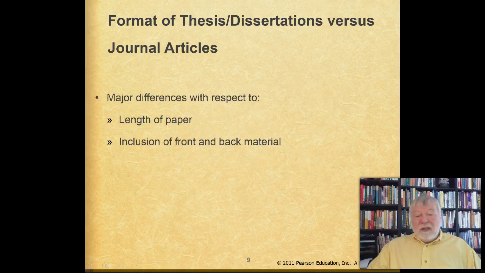The major differences between a thesis and a dissertation are the length of the paper, and also the inclusion of the front and back materials. In a typical journal article, you will not see any appendices, or acknowledgments. The only time you might see some kind of an acknowledgement is if the research was funded by someone, then there usually is a notation that this research was funded by so and so.